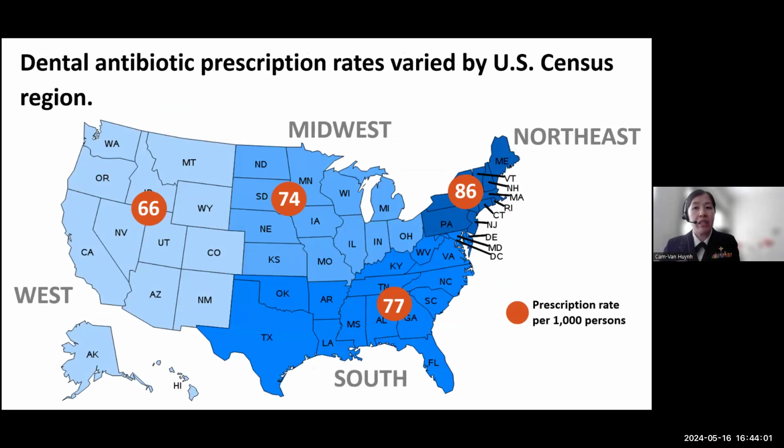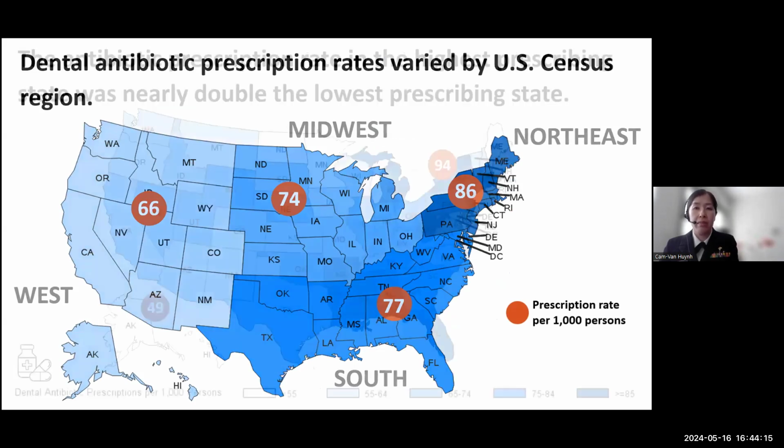Dental antibiotic prescription rates varied by US Census region in 2022. The Northeast region had the highest prescribing rate with 86 prescriptions per 1,000 persons, while the West region had the lowest prescribing rate with 66 prescriptions per 1,000 persons.